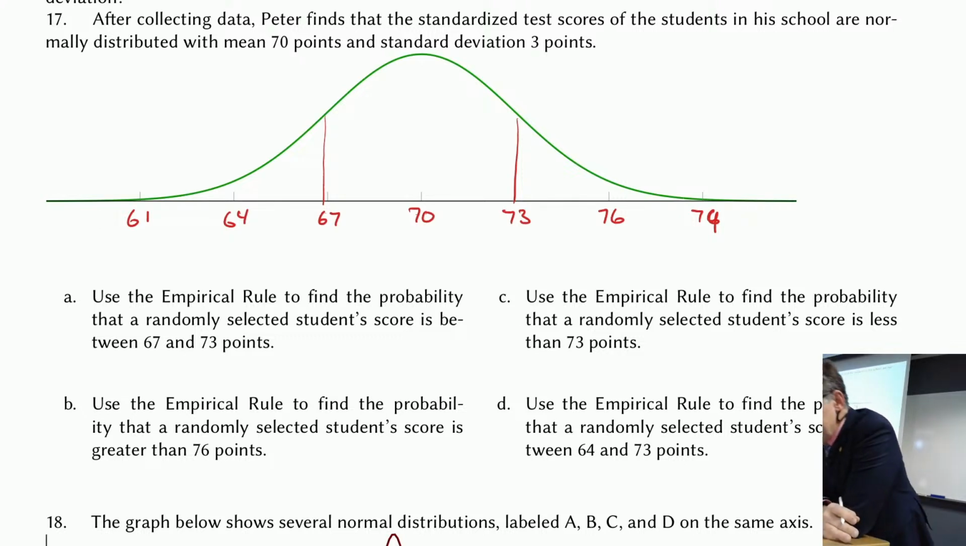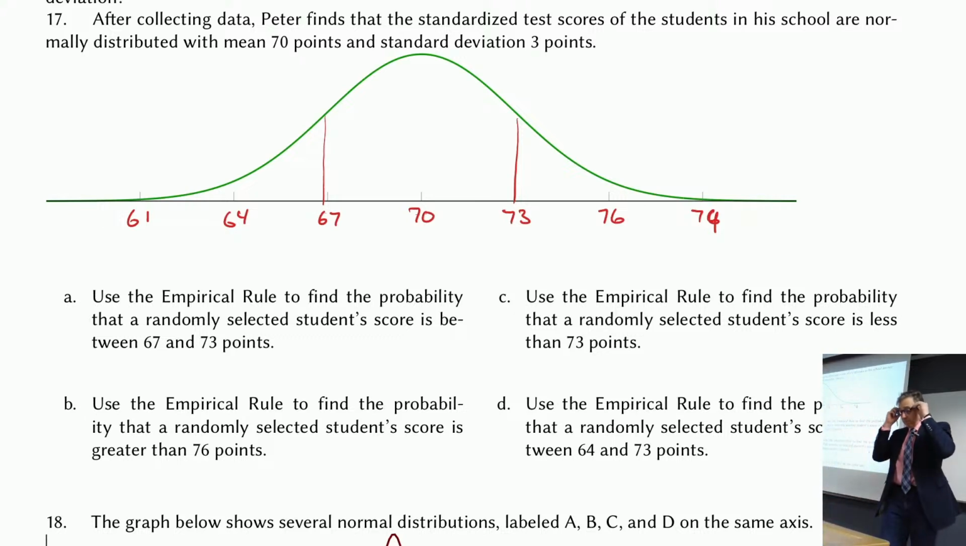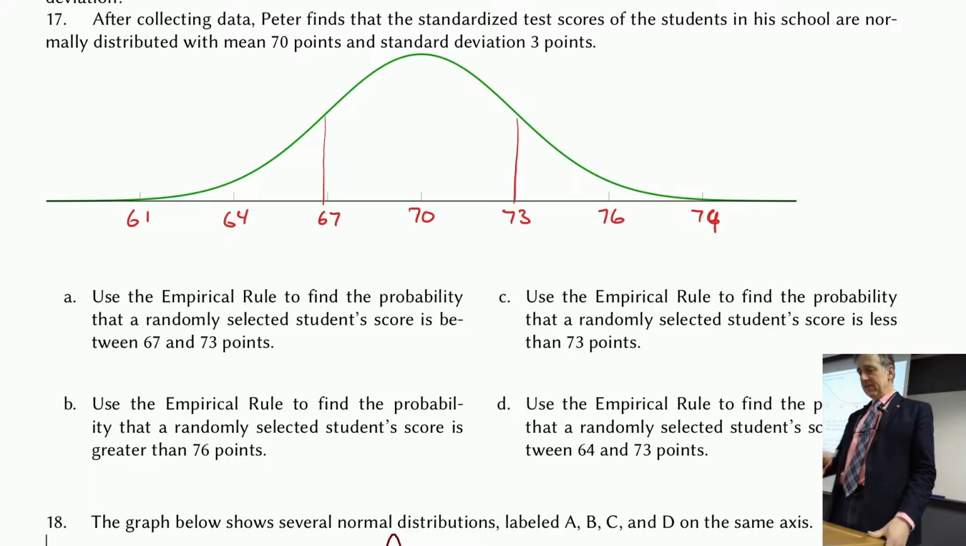All right, well, let's see. I know you're now actually talking, but let's go ahead and see if anyone remembers these ranges. So there's the first one, between 67 and 73. Does anyone remember what percentage is between 67 and 73? Yeah, what do you think, Oz?